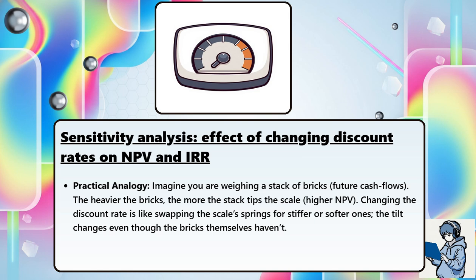Practical analogy: imagine you are weighing a stack of bricks, the future cash flows. The heavier the bricks, the more the stack tips the scale. Higher NPV. Changing the discount rate is like swapping the scale's springs for stiffer or softer ones. The tilt changes even though the bricks themselves haven't.